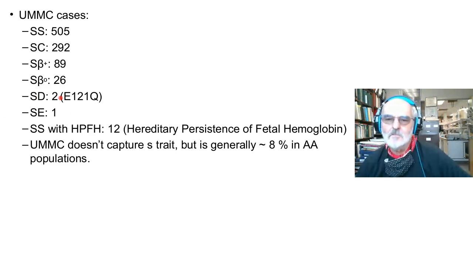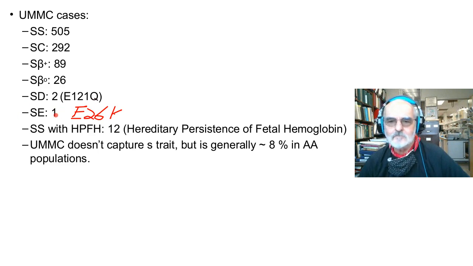There's also a number of other mutations out there. We have two patients who have S and D. D is a mutation of a glutamic acid to glutamine at position 121. And there are two of those patients. And then we have one patient who has SE. Remember I said in a previous slide that E is actually an Asian mutation. I think it was E26K. I should have written that in here. E26K, I think, is what I have up above. Okay. We have one of those.